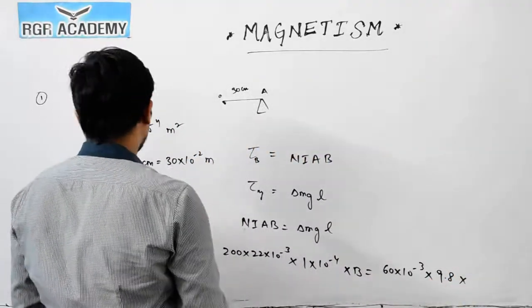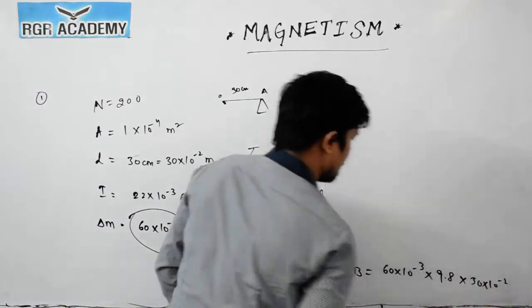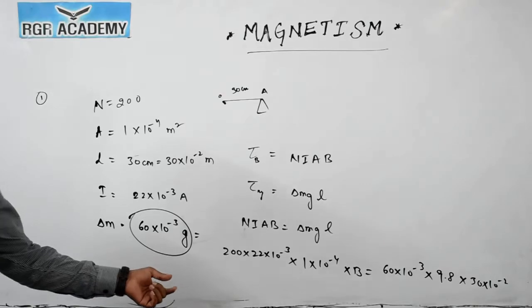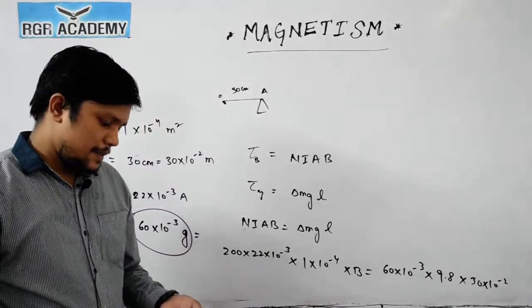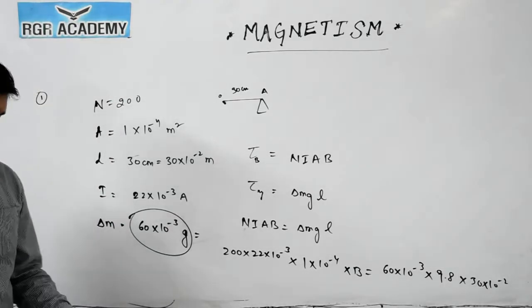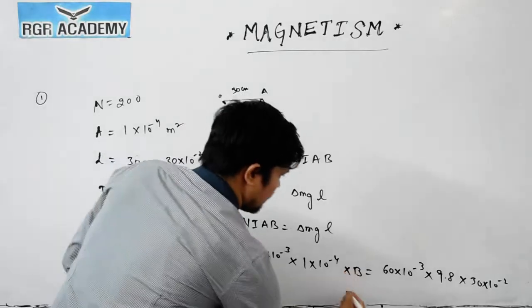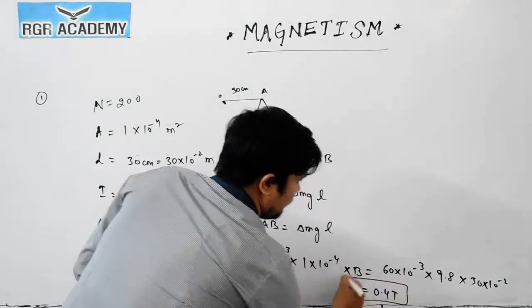Length is given as 30 centimeter, which means 30 into 10 to the power minus 2 meter. Okay, so all the values are known to us, only B we have to calculate. So the B value will be equal to around 0.4 Tesla. After solving this, you will get the B value as 0.4 Tesla. Okay. Only we have to solve this.